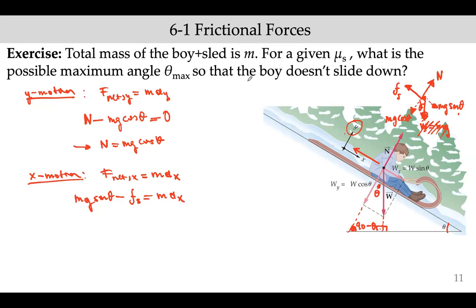Now, if you look at the problem again, the question is so that the buoy doesn't slide down. We don't want the buoy to slide down. We want it to stay like this. So in this case, a x is also 0. So from here, what I can write then is mg sine theta equals the static friction force. Now, what is the static friction force? It's mu s times N.